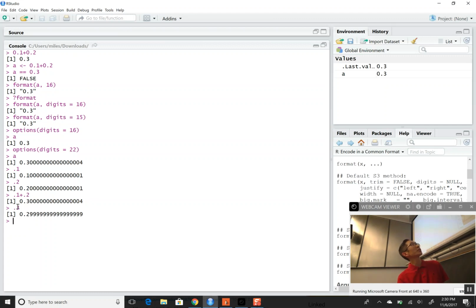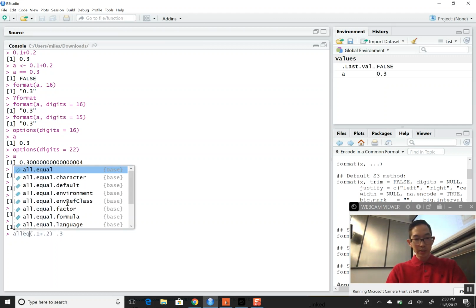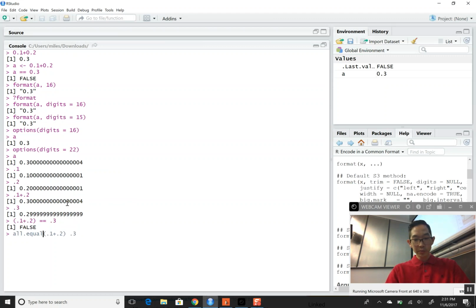And then if we ask, well, what is 0.3? Well, this is the number that represents 0.3 in the computer's memory, so this is where we're running into problems here, okay? And this is why 0.1 plus 0.2, is that equal to 0.3? That's going to be false, okay? So to solve this, we can use all equal, which says, are these two things close enough to each other? And the answer is yes, it's close enough in what we consider machine error.